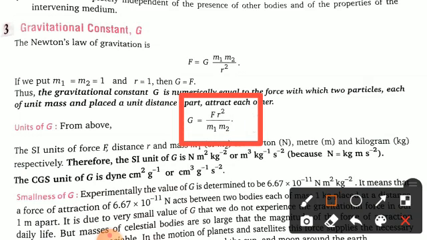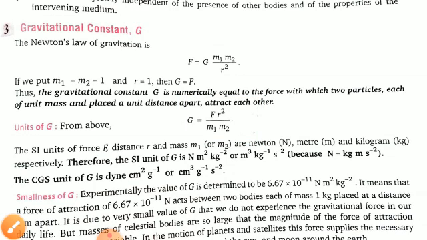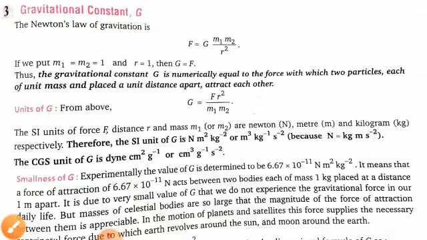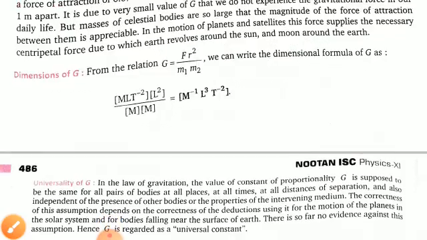The SI units of force, distance r and mass are newton, meter and kilogram respectively. Therefore, the SI unit of G is newton meter square per kg square, or you can also write it as meter cube per kg per second square. Clear? Similarly, you can write the unit for the CGS system. In CGS, in place of newton meter, you can write centimeter square per gram or centimeter cube per gram per second square. The force unit is also known as dyne. Smallness of G, we are skipping this topic.